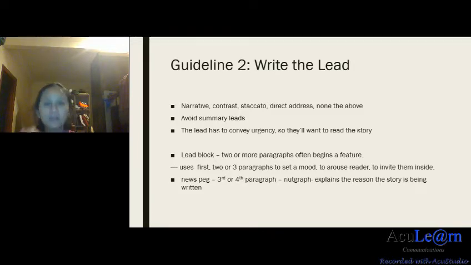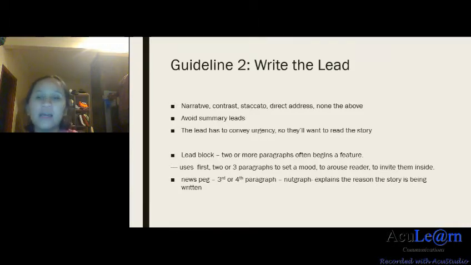as well. So for example here, in a feature story you need to use a lead block, where you use two or more paragraphs often to begin a feature. Okay, so the first two paragraphs are to set a mood, to arouse the reader, to invite them inside. You don't need to include everything in the first paragraph for a feature story. You can take your time.